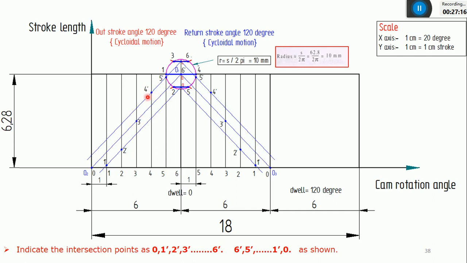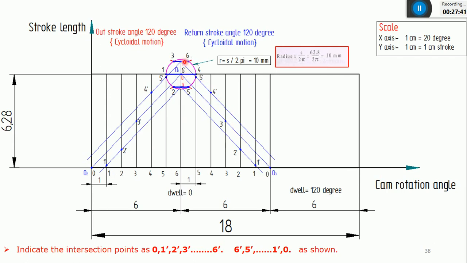And the remaining two lines, that is the fourth and fifth vertical line, will intersect with the third inclined line which is coming from point C at 4 dash and 5 dash. And the last one will be 6 dash. In a similar manner, just follow the same method you used for the outstroke for this return stroke also. Now the curve will be coming down like this.